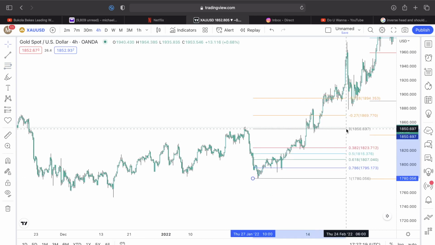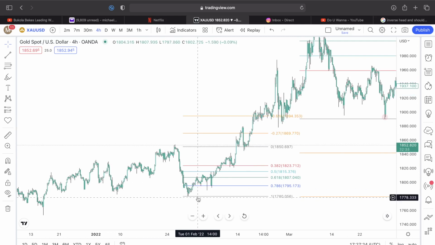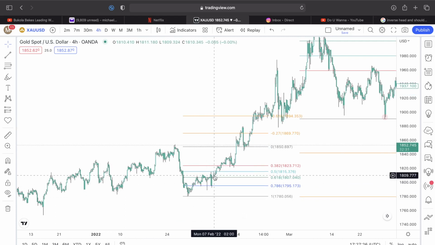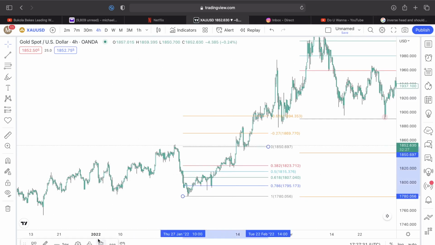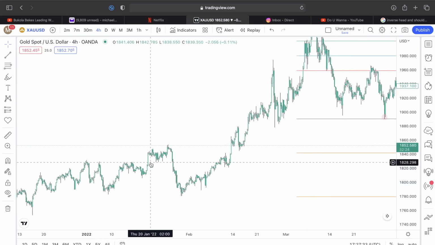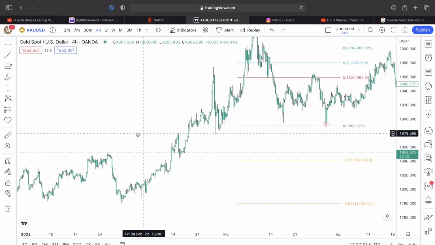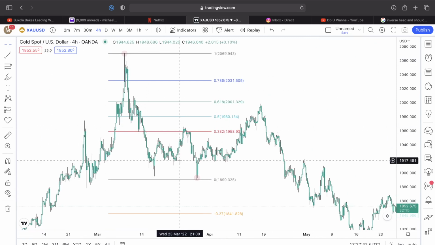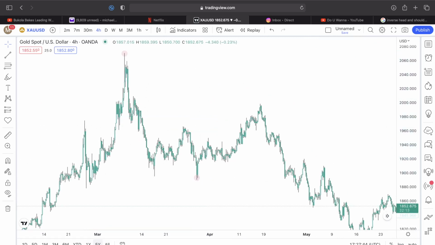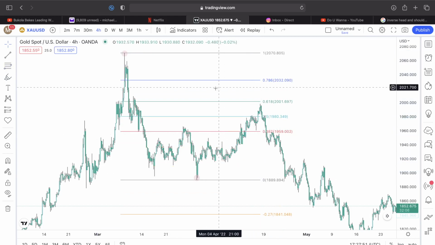So from here you can see it hits the 78 level, 61, 50, and 31, and so on and so forth. So this is how we draw the Fibonacci, either from top to bottom or from bottom to top. Now let's go back again. Fibonacci, boom, pressed from top to bottom. Then you can see the numbers.